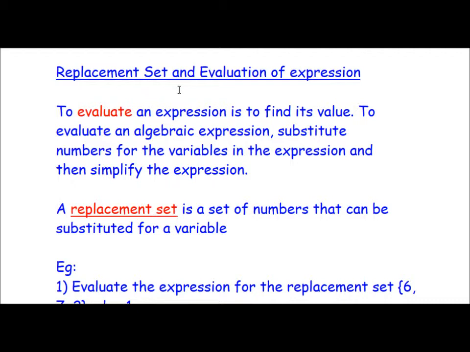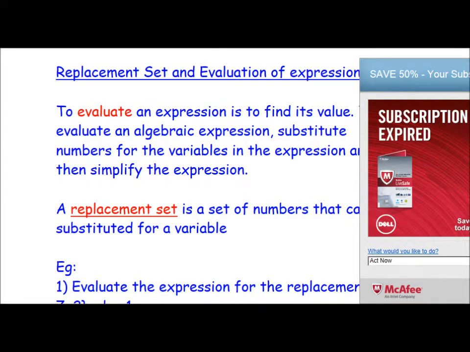Let's see another thing: replacement set and evaluation of expressions. To evaluate an expression is to find its value. To evaluate an algebraic expression, substitute numbers for the variables in the expression.